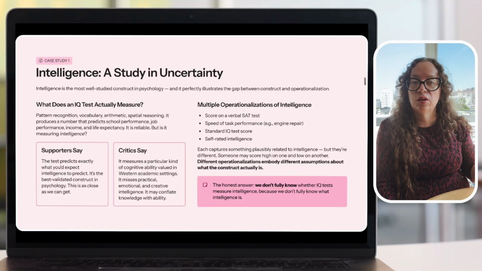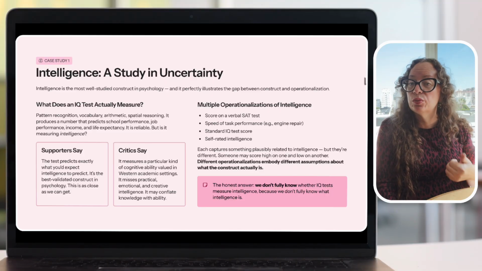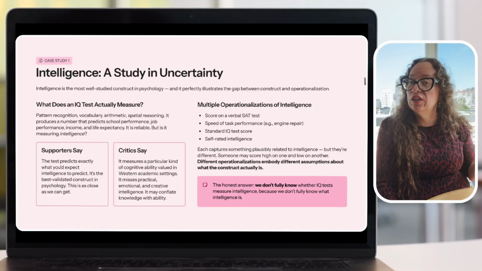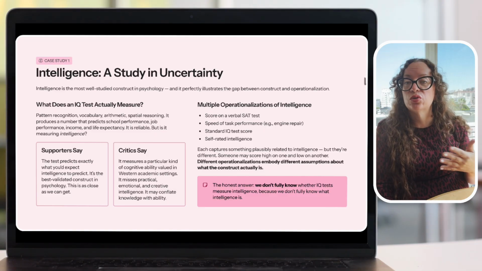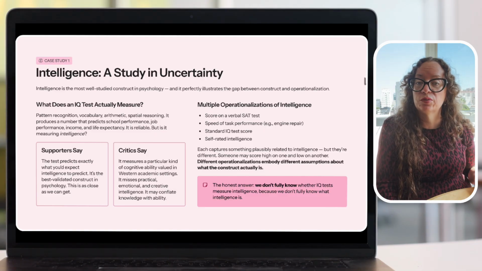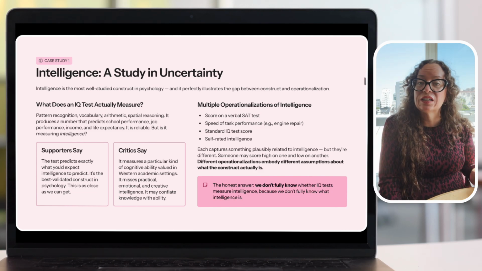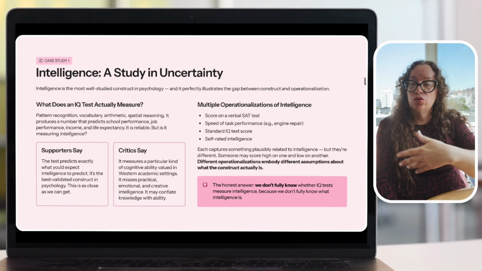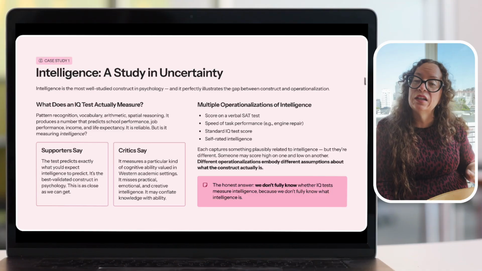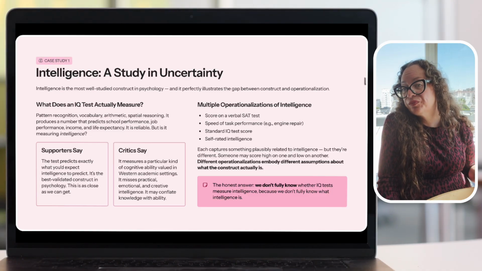It produces a number. That number predicts certain things: school performance, job performance, income, even life expectancy. People with higher IQ scores do tend to do better on these outcomes. So the IQ test is measuring something real. It's not random noise. It predicts things. It's reliable. Give it twice and you get similar scores, but is it actually measuring intelligence?